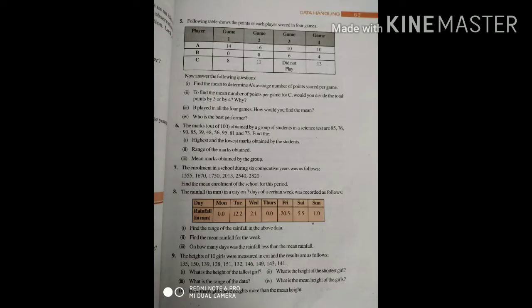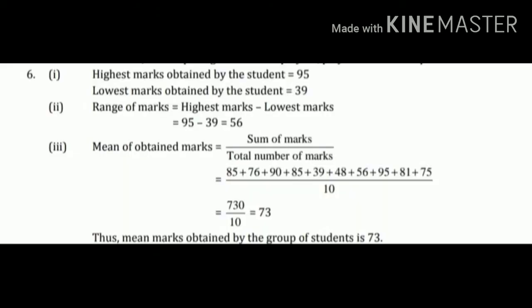In the sixth question, some marks are given of students. Now you have to determine the highest and lowest mark, the range and the mean. So using the formulas, you can do it easily. So the highest mark 95, lowest 39. Similarly, the range is highest mark minus lowest mark, that is 56. The mean, the sum of marks divided by the total number of marks, answer is 73.